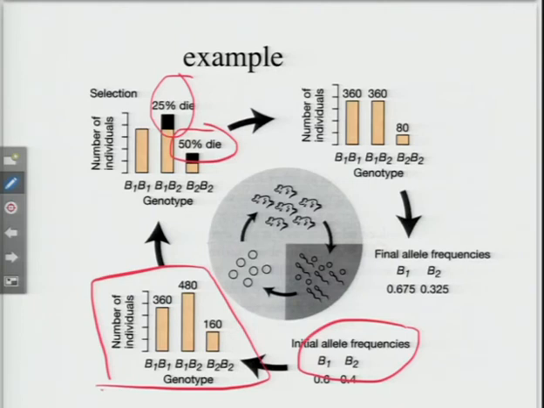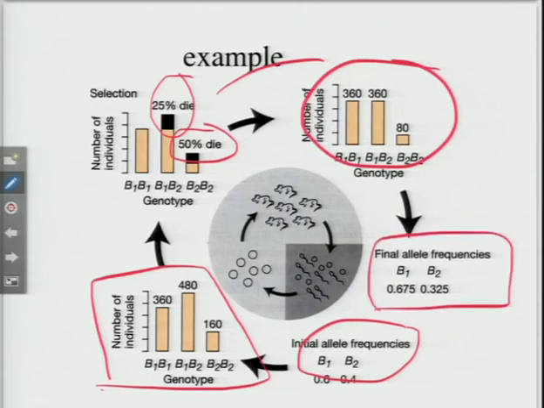So after selection, these are the genotypes of the adults that mate and produce the gametes into the gene pool, and after one generation the B1 allele has gone from a frequency of 60% to a frequency of 67.5%. Now notice this is really strong selection, right? To have 50% of your homozygous B2 individuals die, that's very strong selection, 25% of your heterozygotes. But it gets you a huge amount of allele frequency change in one generation.